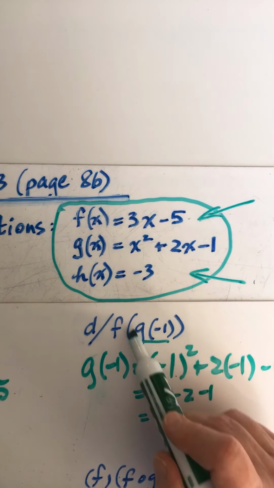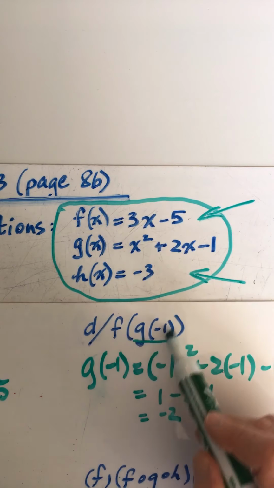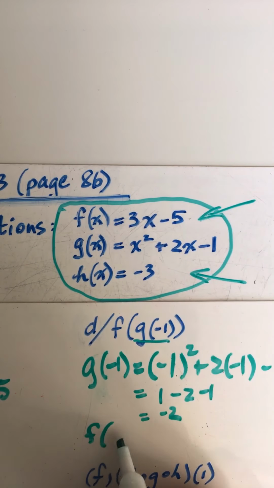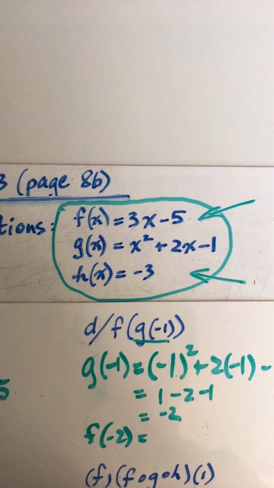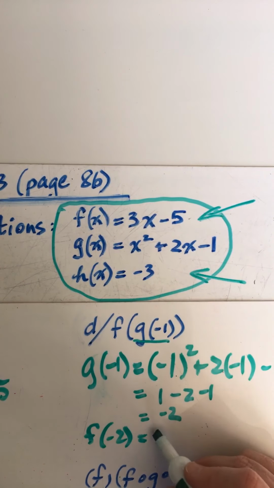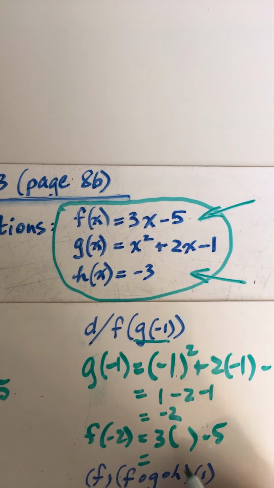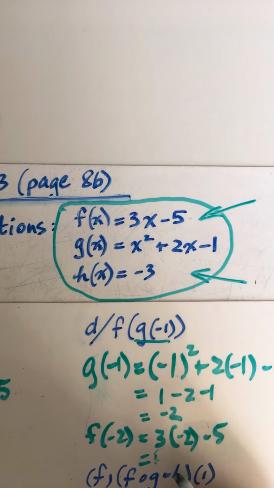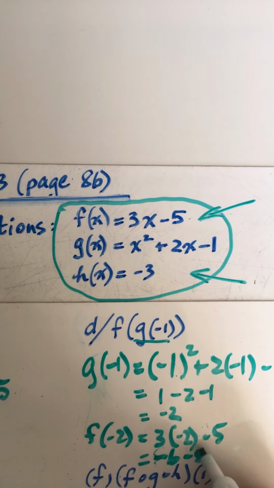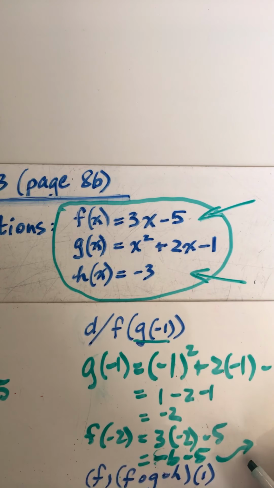Then g of negative 1 is negative 2. So f of negative 2 is what we need to do next. This is a good way to notate it if you want to do it this way. There we have it. And 3, oh, forgot to put that in there. So that's negative 6. Subtract 5, which is negative 11.